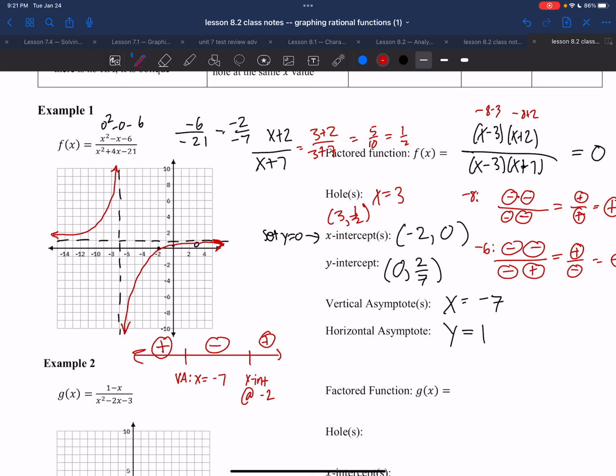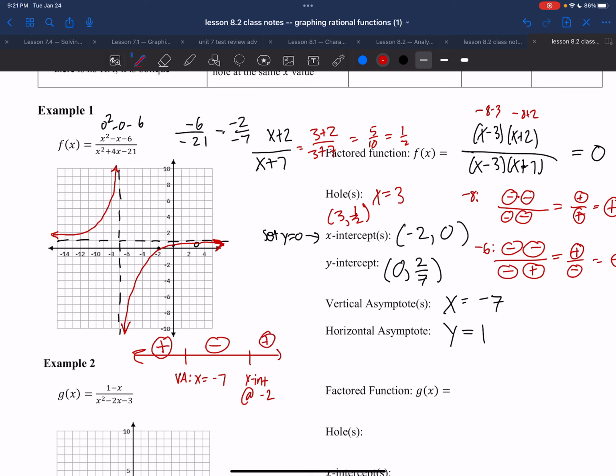Now, you might ask, Mr. Spake, what points should I be plotting, right? Because in Unit 7, we did radicals. I made you guys plot lots of points on the graph, at least 3 points, right? And not only 3 points, but 3 pretty points, meaning integer coordinates.